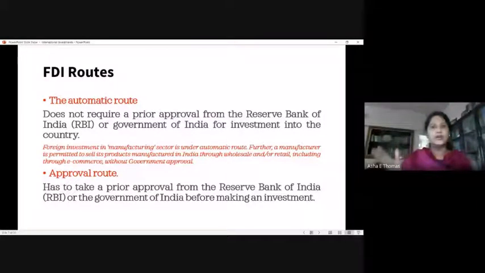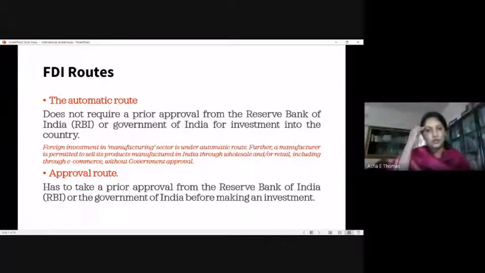Automatic approval is received. Whereas in the case of the approval route, there are mandatory restrictions with respect to starting a business, especially in the context of the financial services sector, mutual fund industry, life insurance sector, and health sector. In all these, prior approval of the Reserve Bank of India or the Ministry of Foreign Affairs is required before you can start the process of starting your business or investing in the business through FDI.